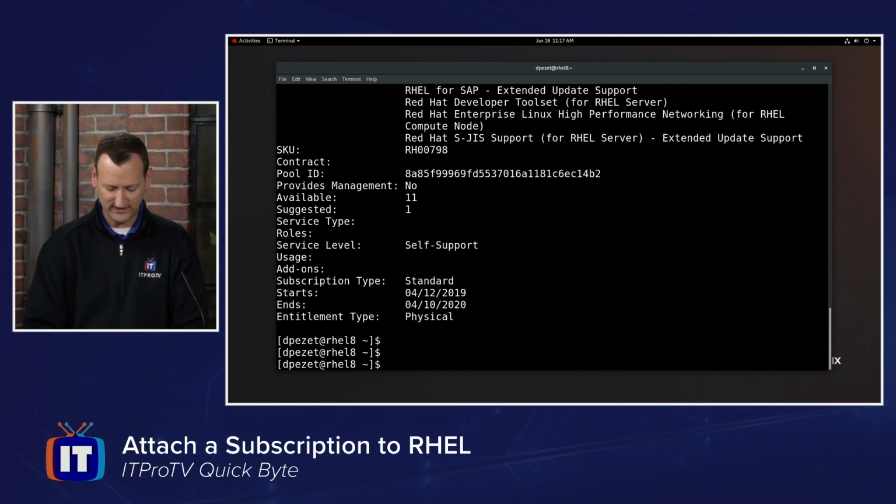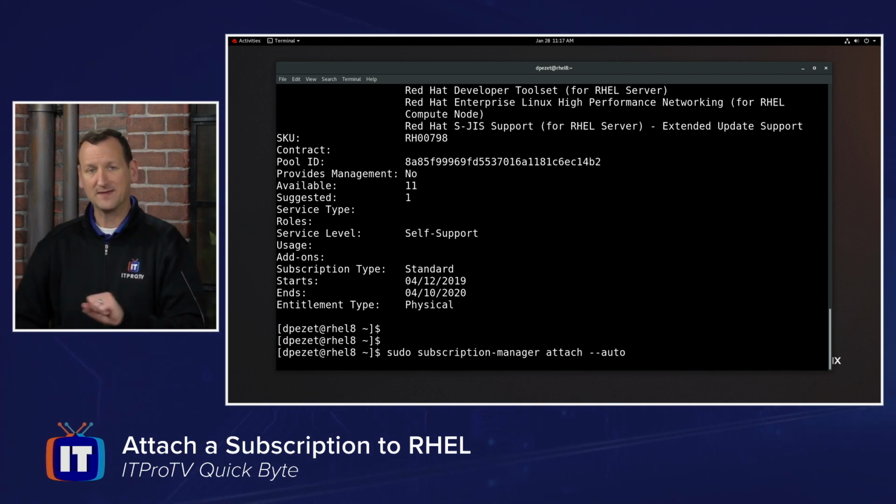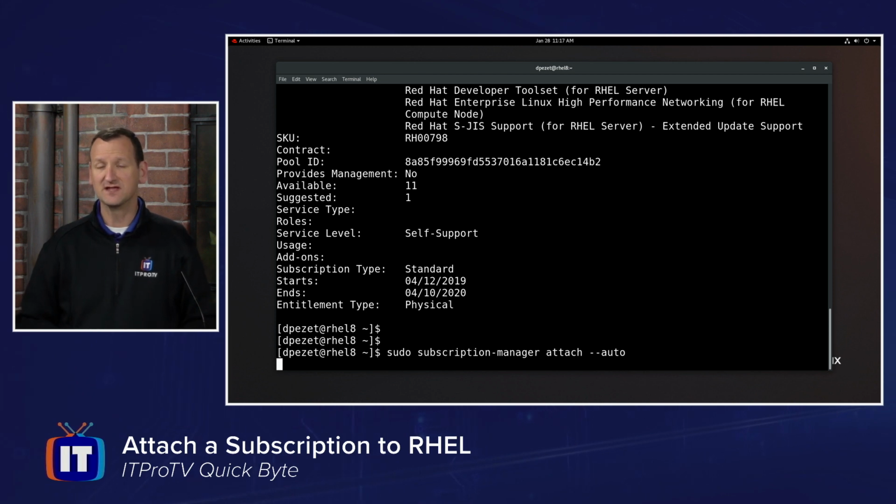And since it's the only one, I can easily do the sudo subscription-manager attach --auto. When I run that, it's going to grab that available license, attach it to the system, and then I'm good to go. Now I'll be able to perform all the subscribed features like doing system updates and installing new software from the Red Hat repositories.